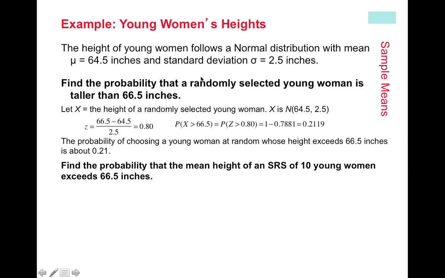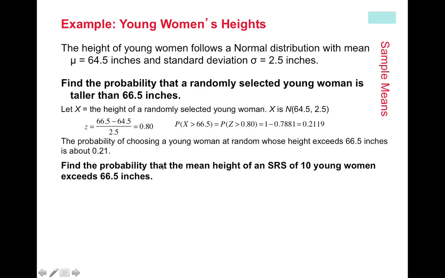This is for one person, so I would have had you do probability x is greater than 66.5. I would have had you draw a picture. You would have said normal CDF, so you would have said 66.5, comma, positive infinity, comma, the mean, comma, the standard deviation, and you would have gotten the answer similar to that one.